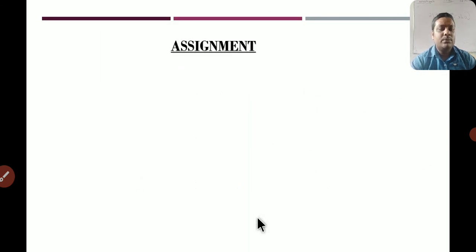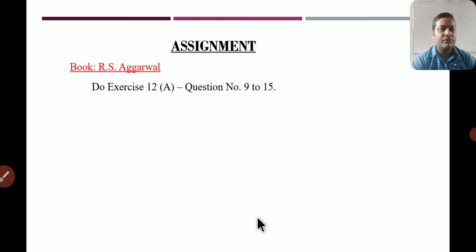So now students, you have to do some assignment work at your home. In your R.S. Agrawal book, you have to complete exercise 12A, question number 9 to 15.